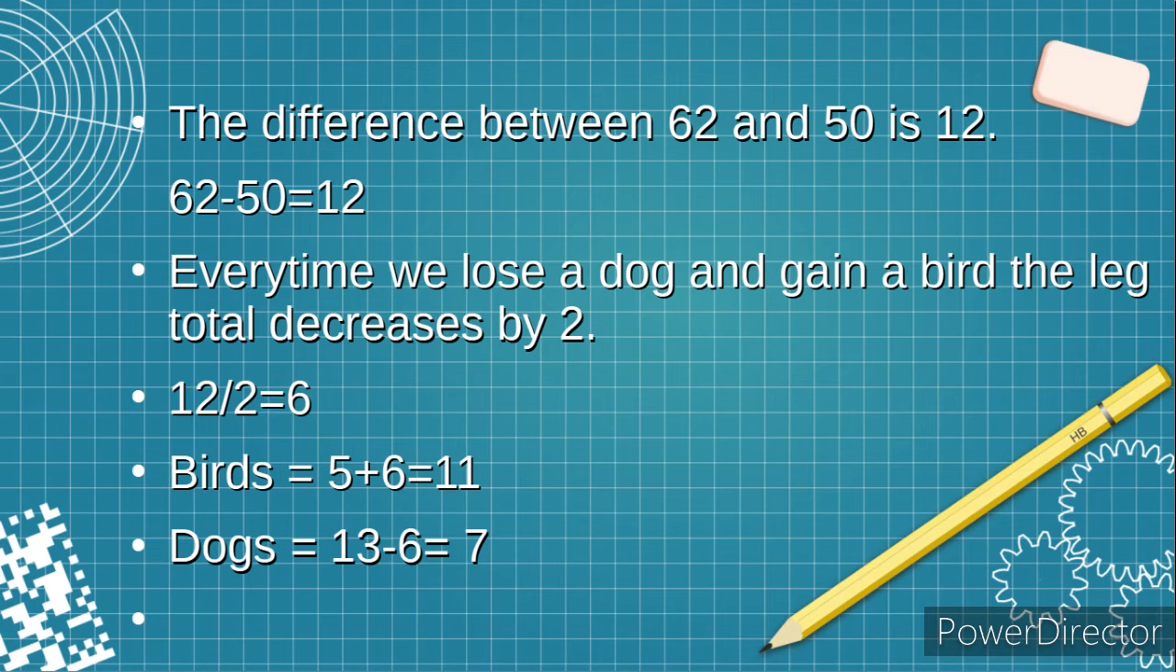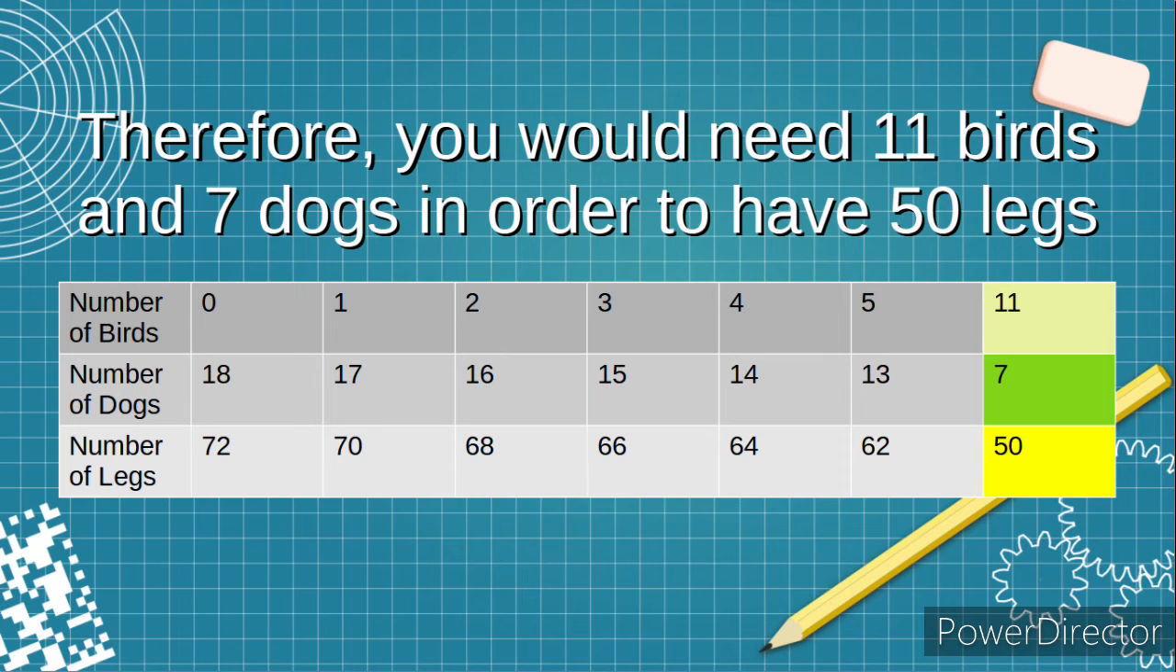Therefore, we would add 6 to the number of birds in the second to the last column, making a total of 11 birds. And we would subtract 6 from the number of dogs in the same column, making a difference of 7 dogs. So, in order to have 50 legs, we would need 11 birds and 7 dogs. So that is the answer.